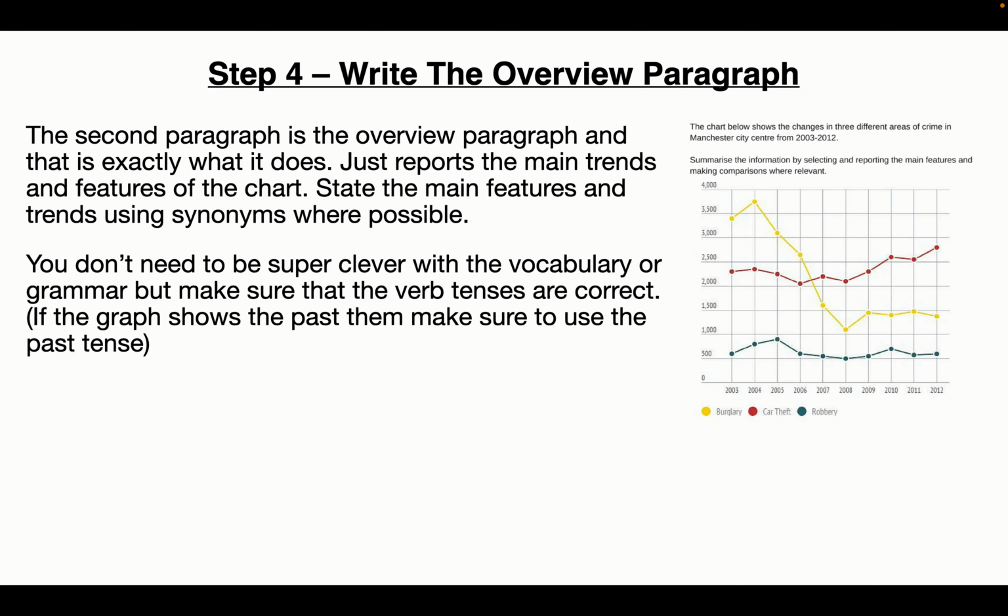Right, let's move on. Step 4, write an overview paragraph. So the second paragraph is the overview paragraph, and that's exactly what it does. It just reports the main trends. Now we've already identified the 2 main features, so we just have to write that out using synonyms where possible.